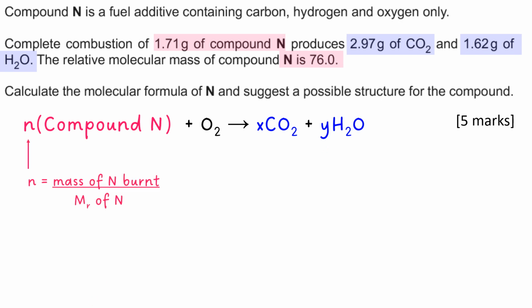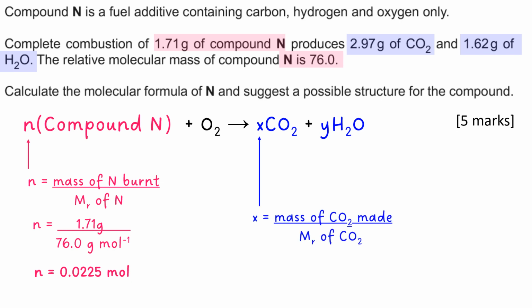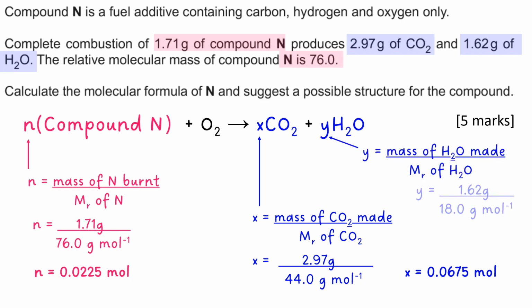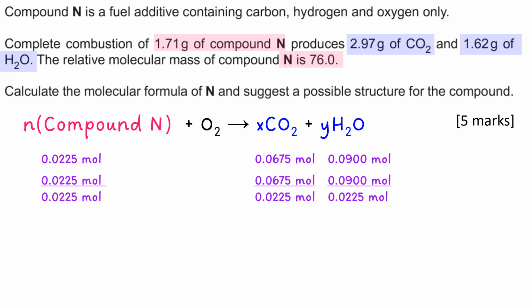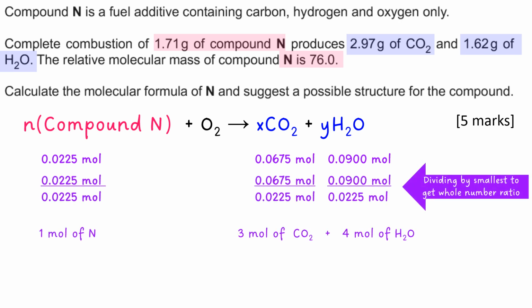So looking at the pink data, you've got 1.71 over 76. So that must mean that the number of moles of N in this particular sample is 0.0225. Taking a similar approach for carbon dioxide, you get 0.0675. And doing it again for water gives you 0.09 moles. So let's clear the screen and collect that data. If we divide each of them by the smallest, like so, you'll get a whole number ratio.